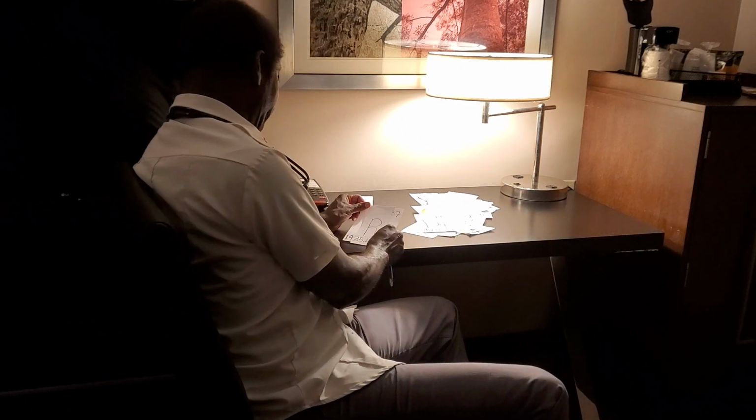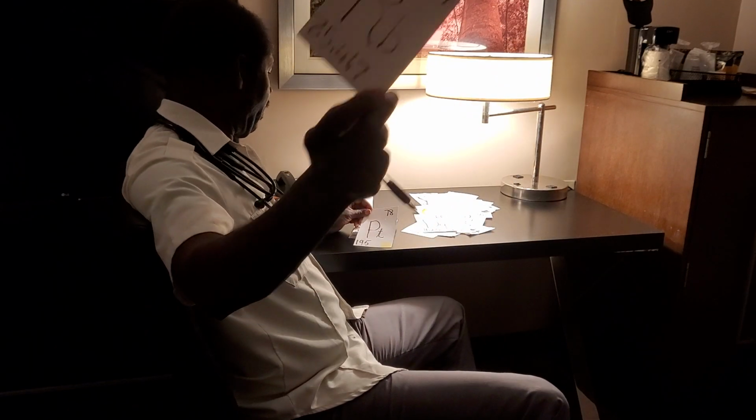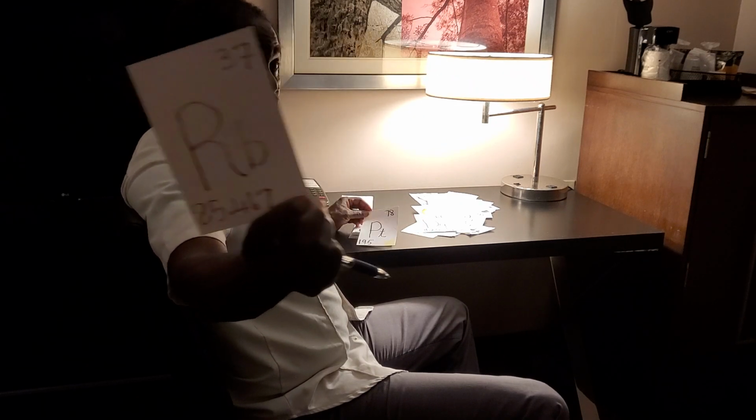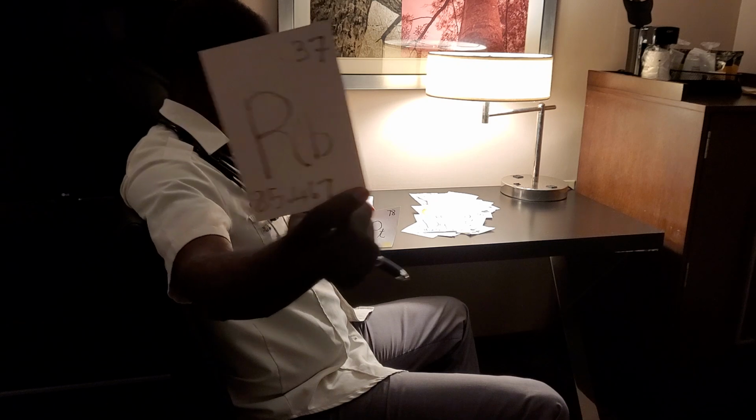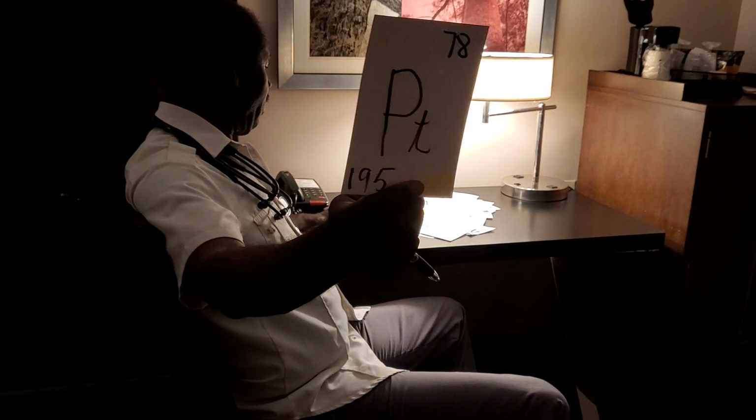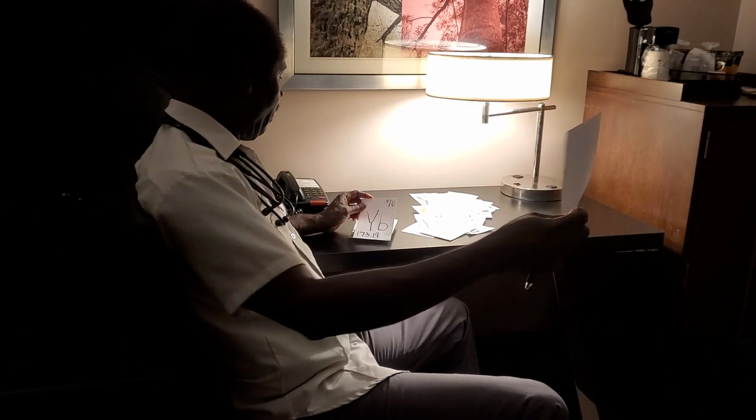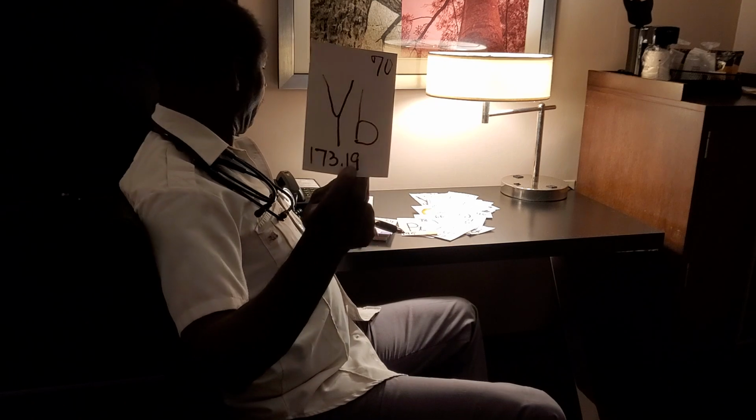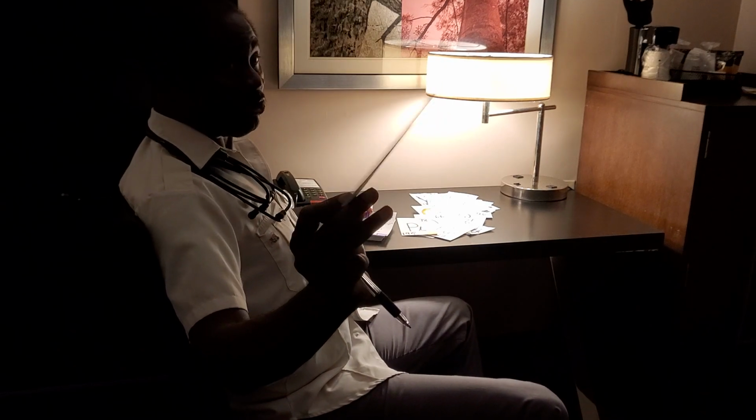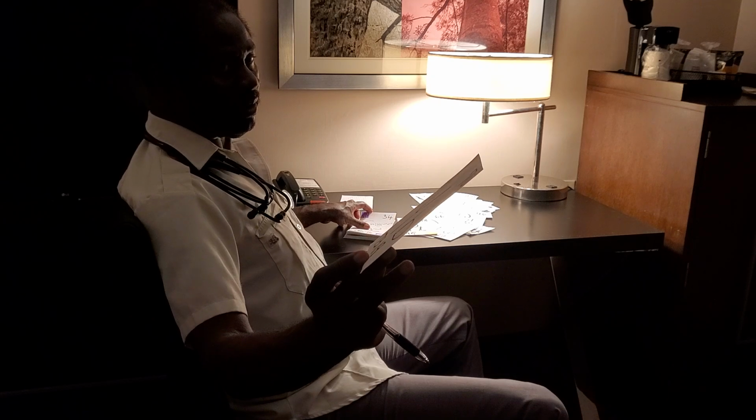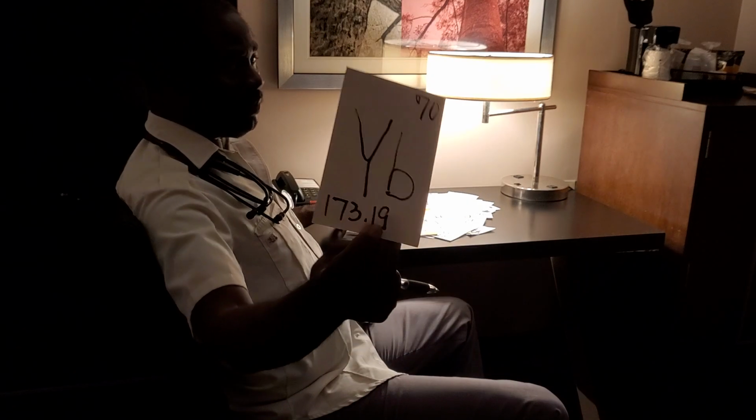Rb 37, 85.467. Pt, platinum 78, 195. Yb, ytterbium 70, 173.19. On the other hand, Y alone would be yttrium. This is ytterbium 70, 173.19.